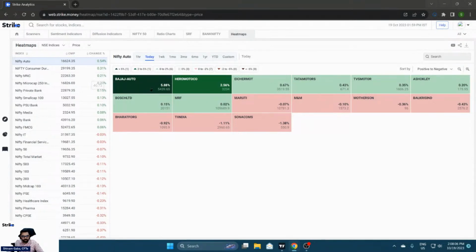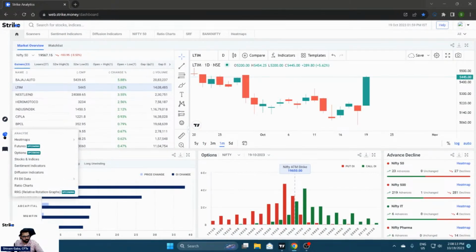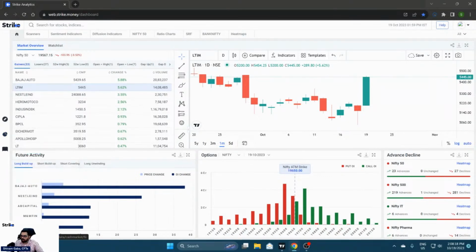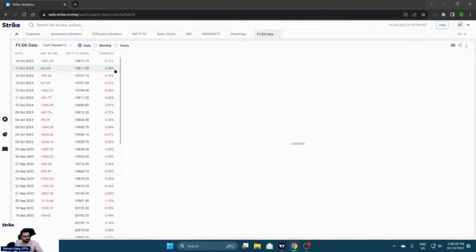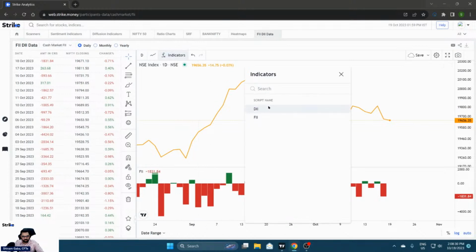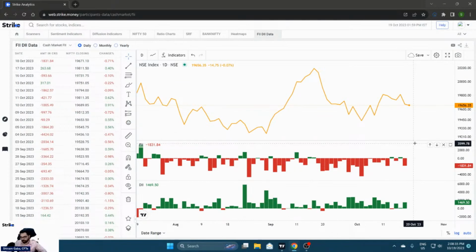Let's move ahead with that. I missed watching the overnight data, so let's look into FII DII as well as some sentiment indicators. What does that indicate? So in the cash market, we again saw big selling from the FIIs up to 1800 crores, and the opposite, 1469 crores of buying from the DIIs.